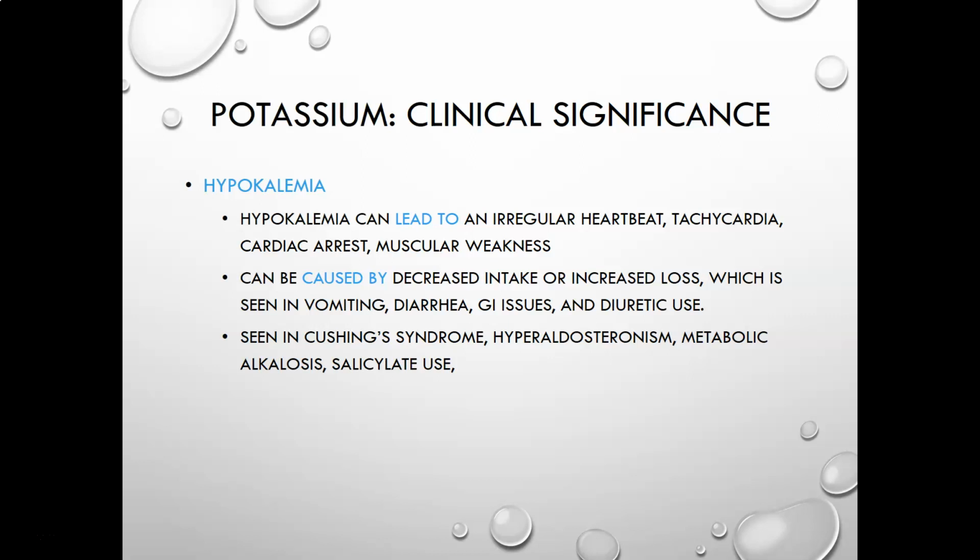What can cause hypokalemia are decreased intake of potassium, so that would be through decreased intake of fruits and vegetables and stuff like that, or an increased loss through the kidneys, especially if there's high aldosterone, but also an increased loss through, for example, vomiting, diarrhea, any kind of GI issues, and of course diuretic use, which promotes the loss of water and stuff in urine, and then potassium will be lost with it too. It is also seen in Cushing's syndrome, hyperaldosteronism, metabolic alkalosis, and salicylate use.